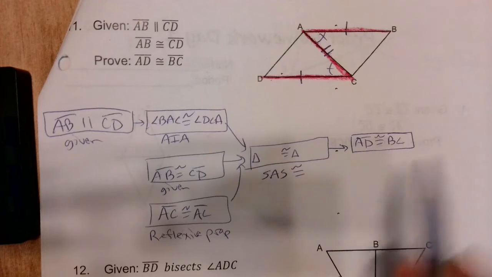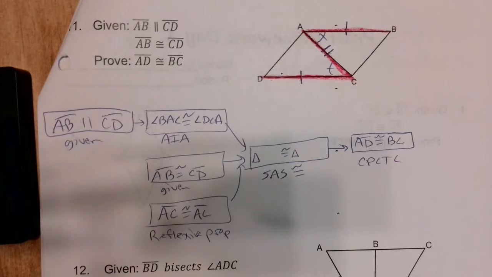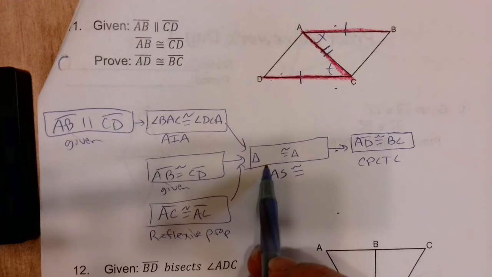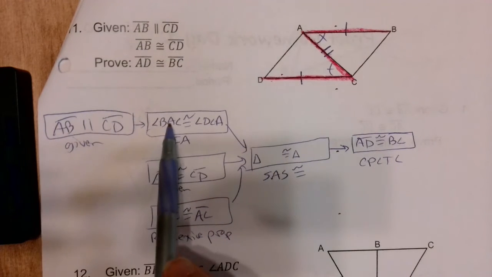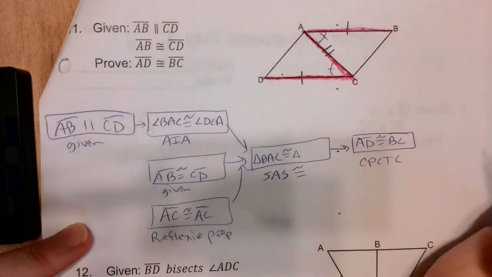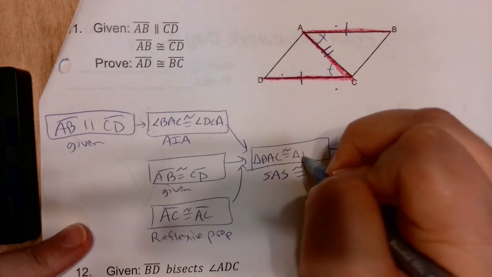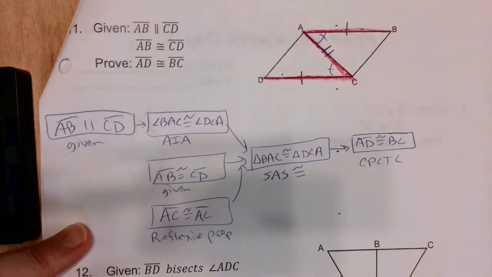Remember, underneath the second box is CPCTC. All we need to do is figure out the order of the triangles. If you make a zigzag and you follow the zigzag, you can follow the same order here. Triangle BAC is congruent to triangle DCA.